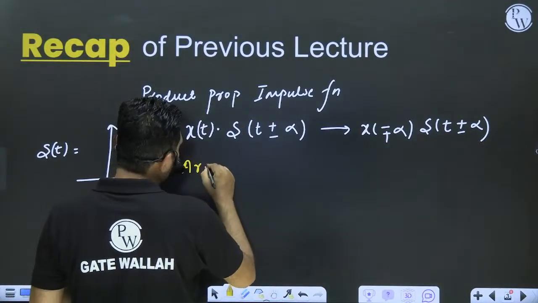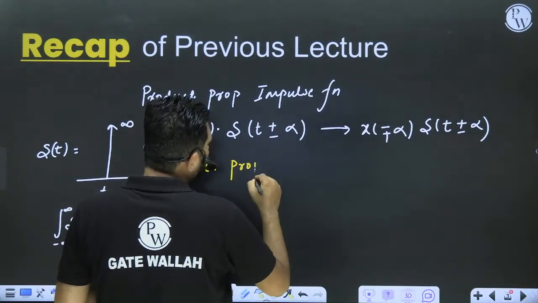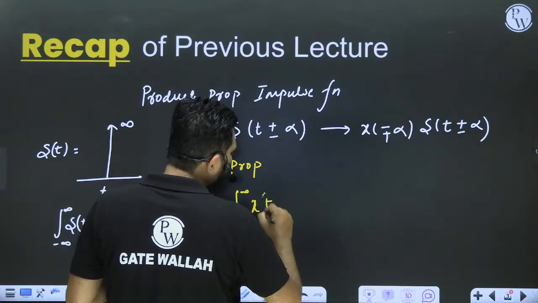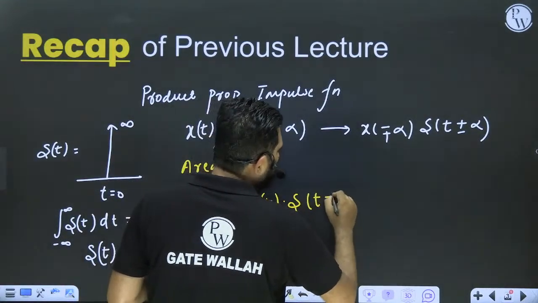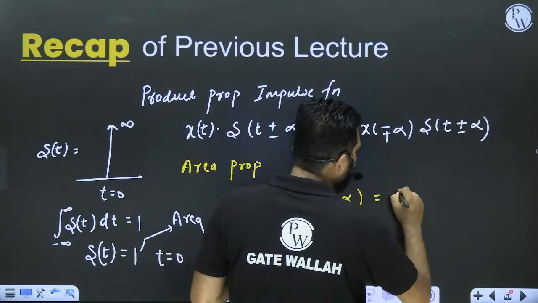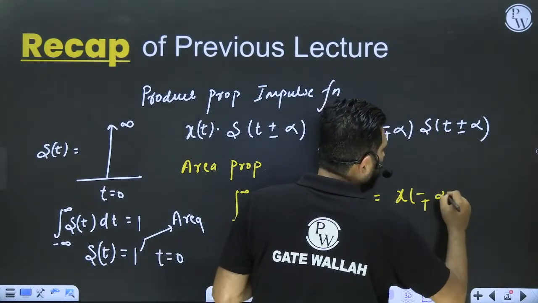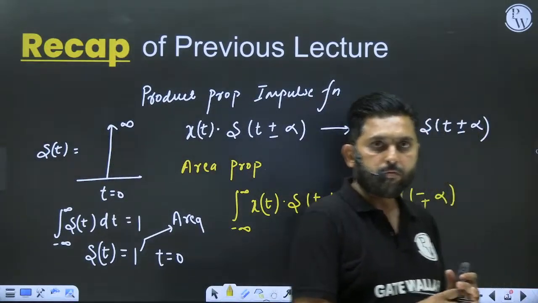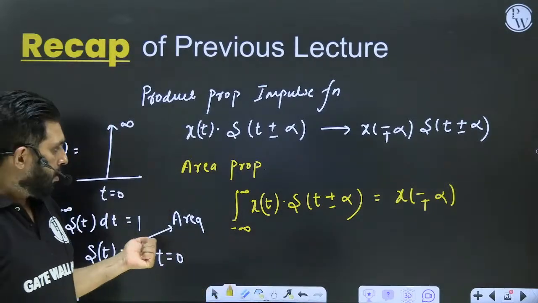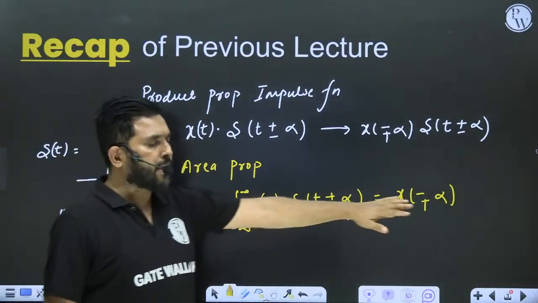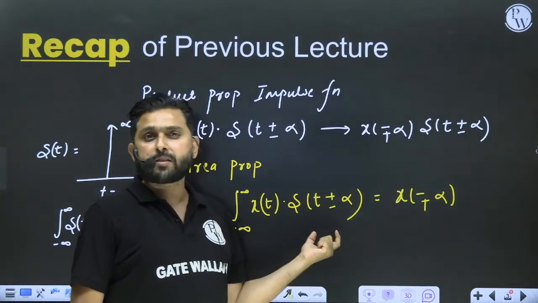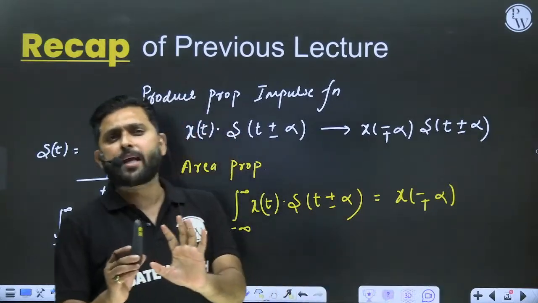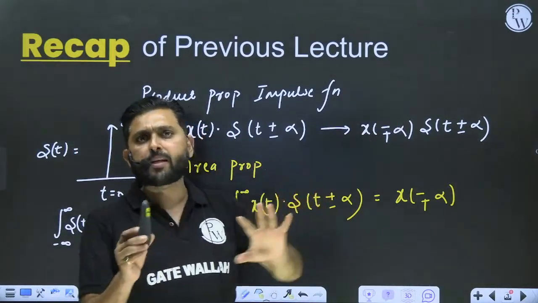What is the area property? We say that the integral from minus infinity to infinity of x of t into delta of t plus minus alpha is equal to x of minus plus alpha. The impulse is present at minus plus alpha and the area under the shifted impulse function is equal to 1. So that's why this impulse will not come into the picture. This is the area property of an impulse, and we derived everything in the last class.